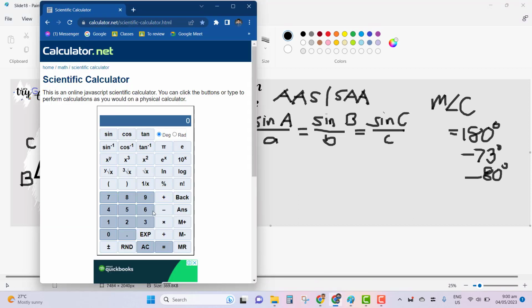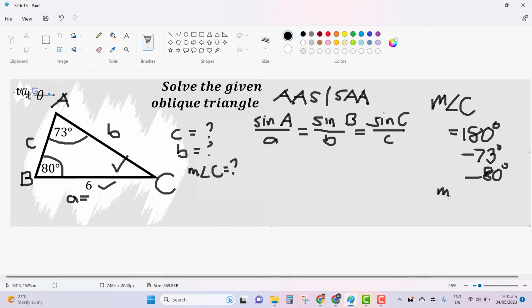Let's try to use this calculator. We have 180 minus 73 and minus 80. Take note that the answer is exactly 27 degrees because the measurements of angles are given to be exact. So again, the measurement of angle C, since it's exact, we will use equal to 27 degrees. For this, we can now input all of the given measurements, including this angle measurement, in our formula.